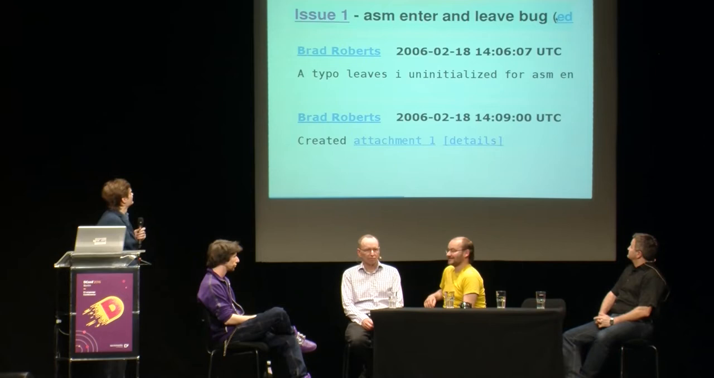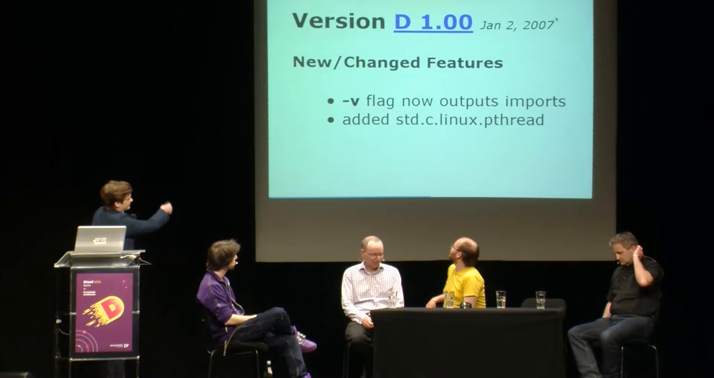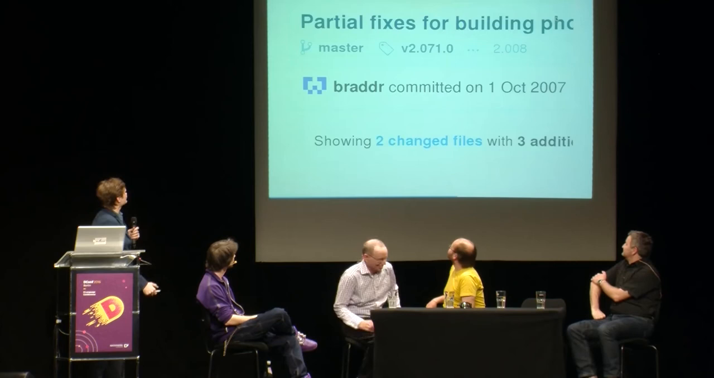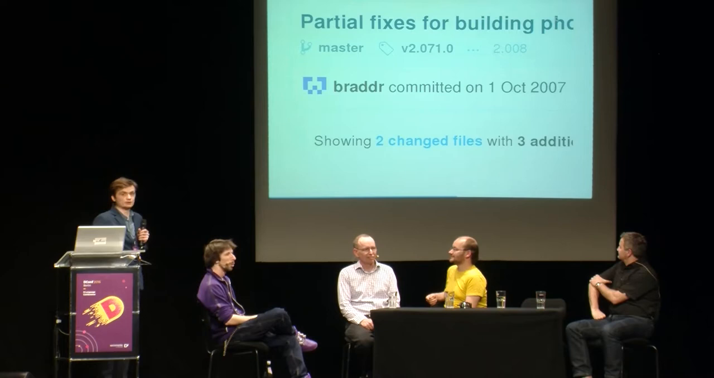In 2007, D reached version 1.0. Truly a momentous moment, and frankly, I can't really tell which of these is the killer feature which justified this version bump. The first commit in version control was in 2007. We were using Subversion at the time, and it was hosted on DSource.